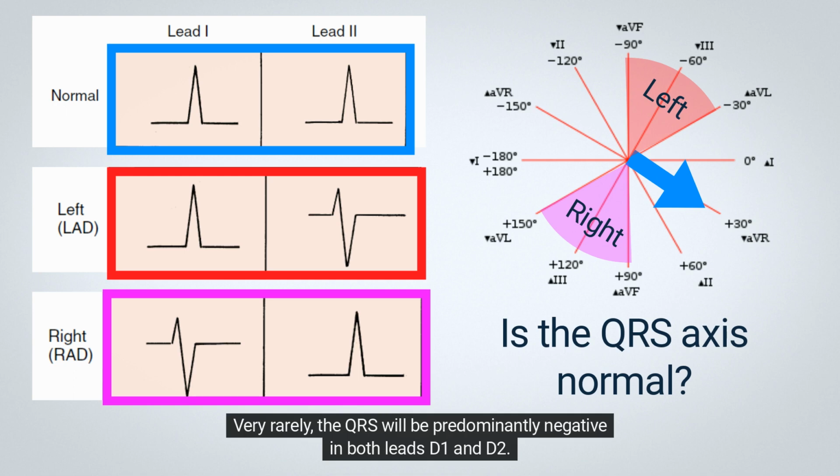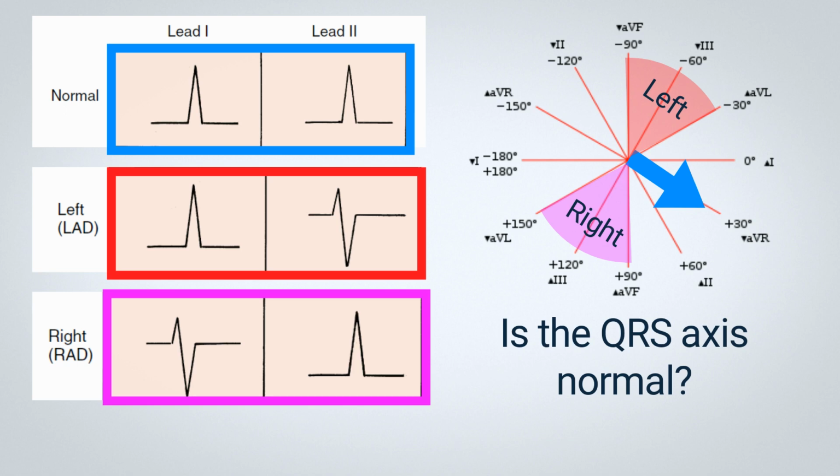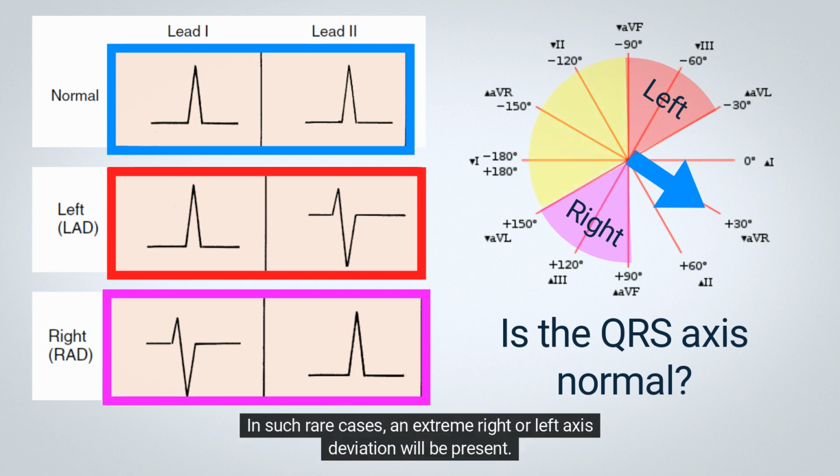Very rarely, the QRS will be predominantly negative in both leads D1 and D2. In such rare cases, an extreme right or left axis deviation will be present.